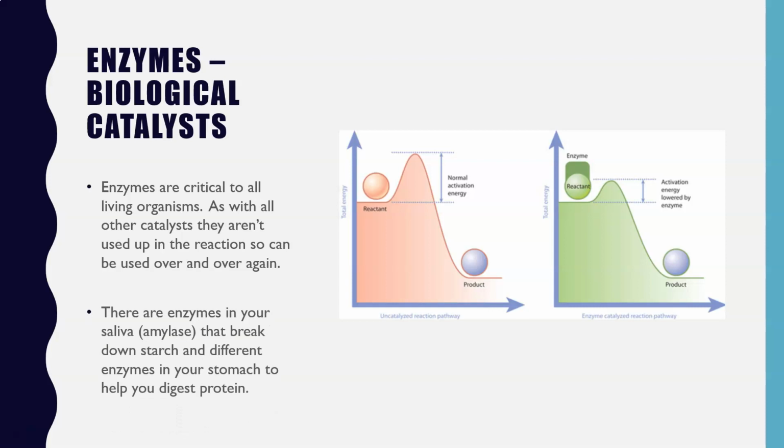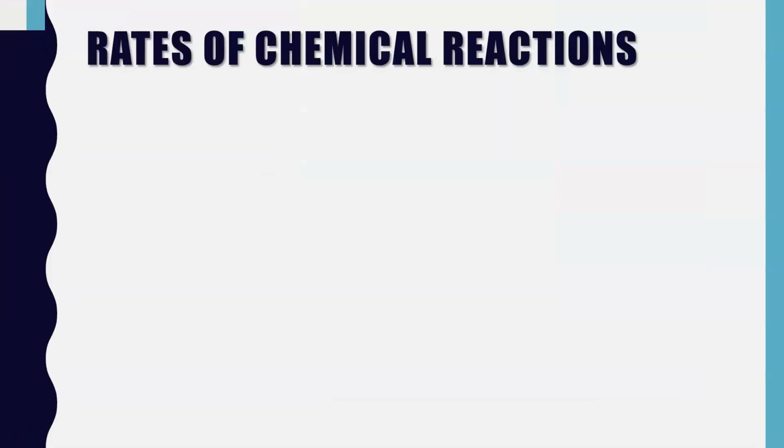There are enzymes in your saliva, so amylase in your mouth, that break down starch. And then there are all different enzymes all through your body. There are some in your stomach that break down proteins, and then there are lots in your intestines that are digesting your food. And as you can see in the diagram, it means that activation energy is much less, which is really important in living organisms because it's actually what maintains a set body temperature.